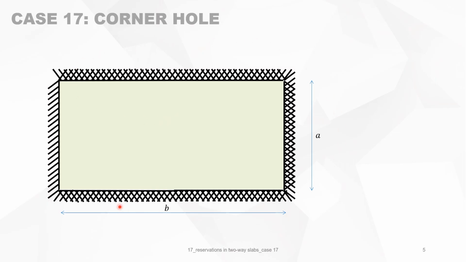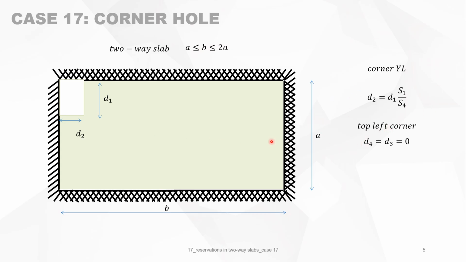We have a rectangular slab with sides A and B, and it's a two-way slab, so B must be between A and 2A. We make a reservation in the corner, and this reservation follows the yield line. So D1 over D2 gives you the angle of 60 degrees. It's this one. Then the top left corner means that D4 and D3 must be 0, and you only cut one yield line at the bottom, so D1 is between 0 and S4.